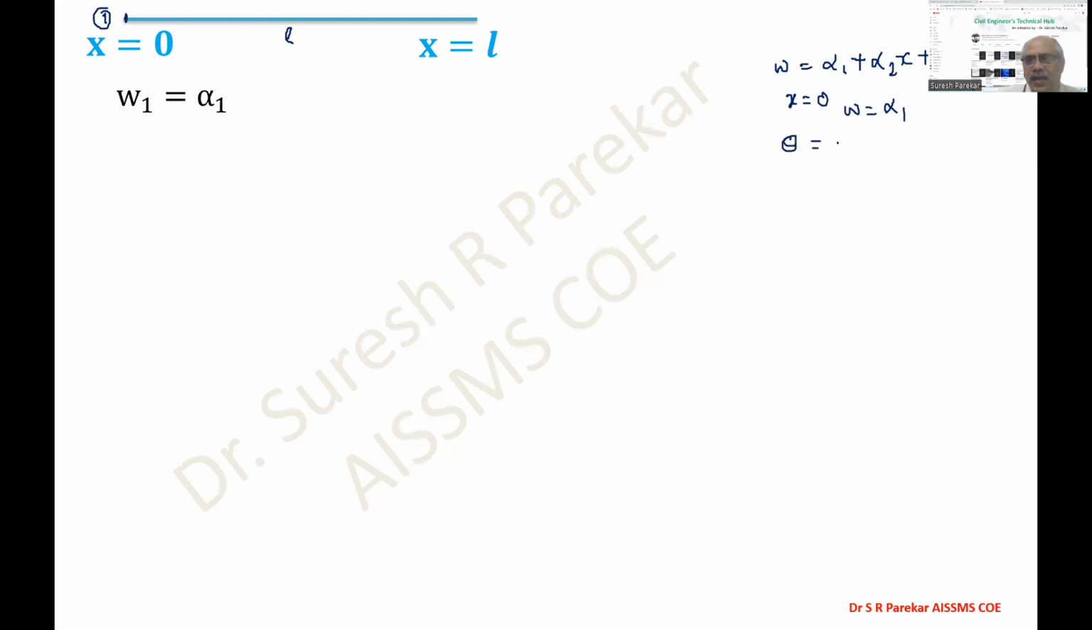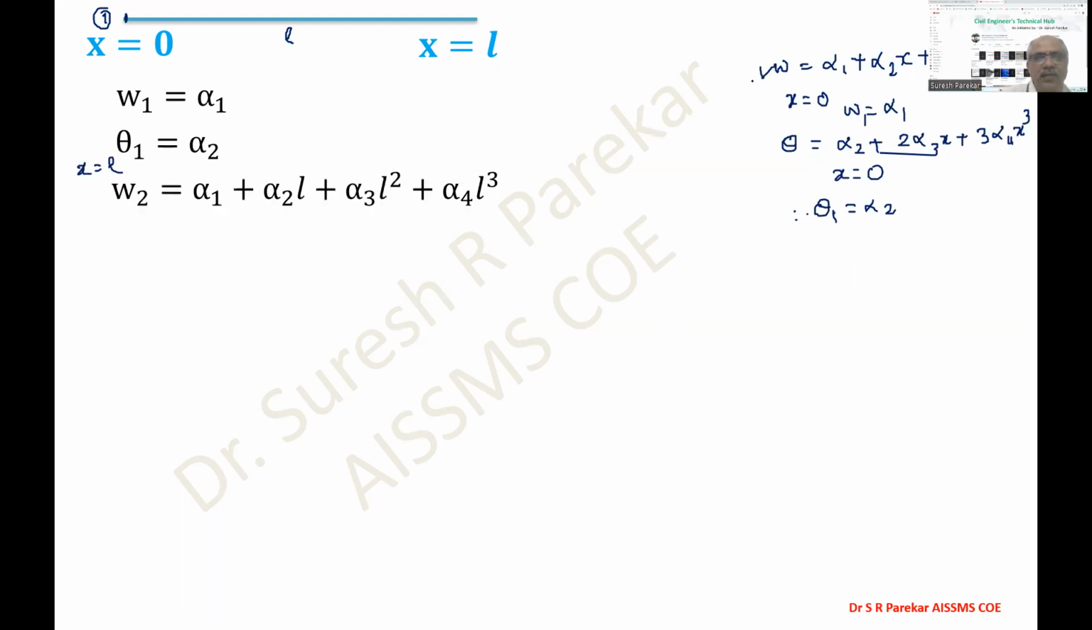Now we have theta at x equal to 0. The theta equation is alpha 2 plus 2 alpha 3x plus 3 alpha 4x square, and at x equal to 0 we get theta 1 equal to alpha 2. So we have W1 and theta 1. Next we take x equal to L and put it in these equations. Then we get W2 as alpha 1 plus alpha 2L plus alpha 3L square plus alpha 4L cube. And theta 2 is alpha 2 plus 2 alpha 3L plus 3 alpha 4L square. These are the equations of displacement and slope at node 1 and at node 2.